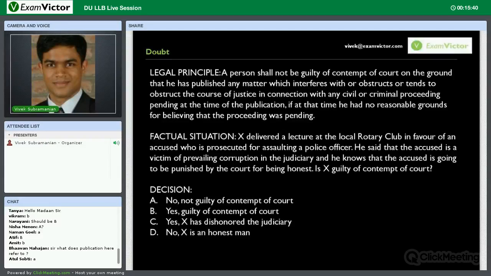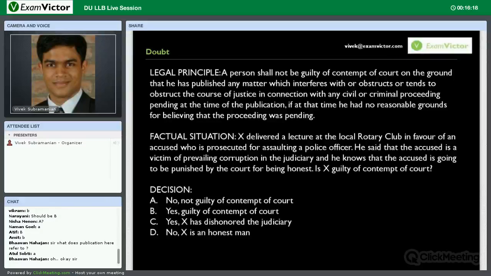Okay, so let's now move on. First, there is a question from Bhavan. He wants to know what publication refers to here. That's a good question, because there is no publication as such in the way we understand it. But a speech is also a publication for our purpose as far as this principle is concerned. So when he is delivering a lecture, he is publishing his thoughts, and that is to be treated as a publication.